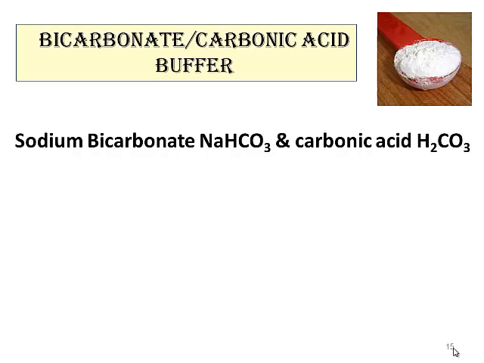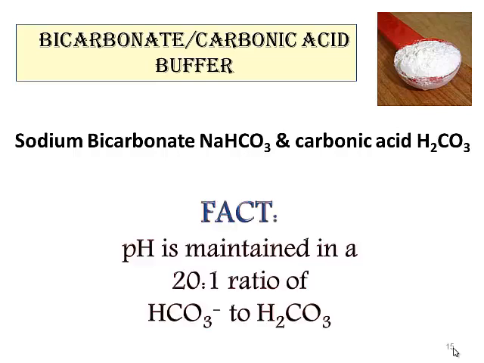Carbonic acid is now a volatile acid that can be eliminated via the lungs in the form of carbon dioxide. In other words, bicarb turns acids into something that is not harmful to the body. Remember, it is the primary buffer in the extracellular fluid, and it is also important to know that the pH is maintained in a 20:1 ratio of bicarb to carbonic acid. We can give sodium bicarb intravenously in emergencies, such as in metabolic acidosis with cardiac arrest.